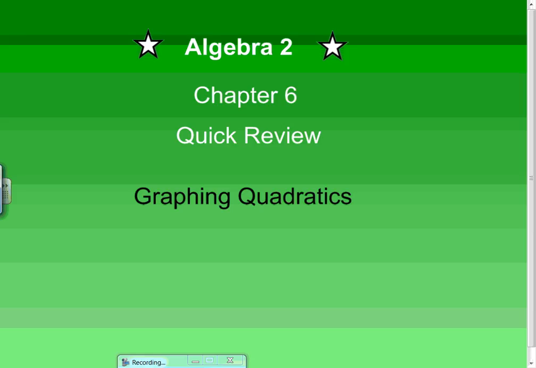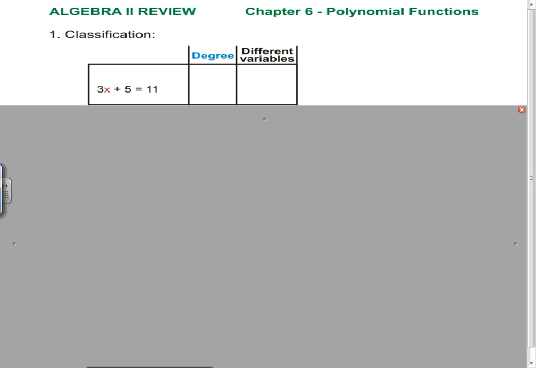Okay, so this is Algebra 2, Chapter 6, and this is our quick review, and this is really Chapter 6A. So I'm just going to focus here on the beginning part of Chapter 6, dealing basically with graphing quadratics, all right? So the front part of 6, and basically we're going to deal with graphing quadratics. All right, first off, we've got to have down our classification system, and look, this isn't really hard.